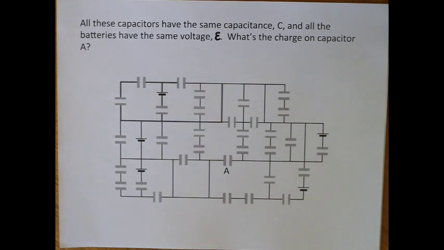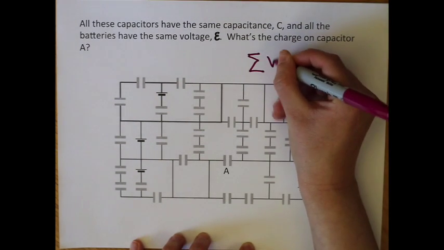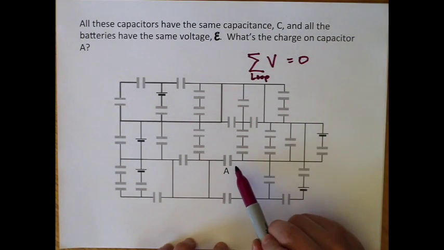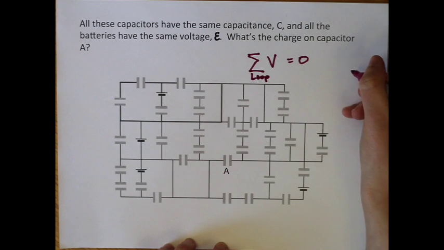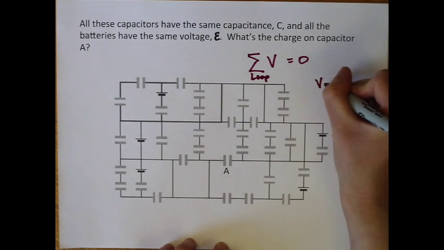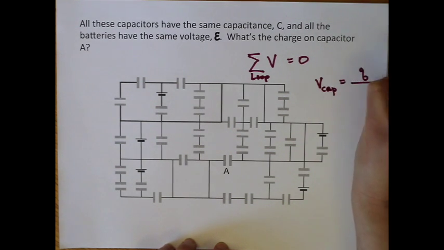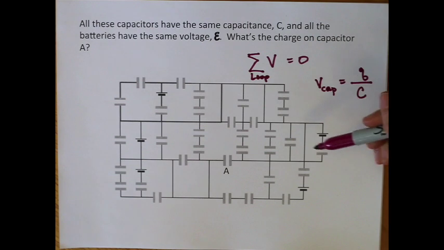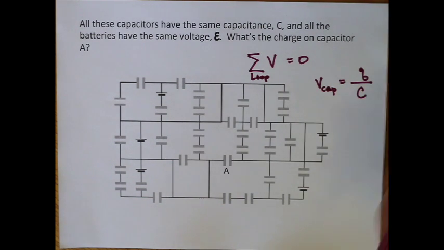solve the problem. So our loop rule tells us that the sum of the voltages around a loop has to be 0. So we want to find the charge on this capacitor, and we know that charge is related to capacitance in this way. We know that the voltage across the capacitor is the charge on the capacitor divided by the capacitance. And we know the voltages of these batteries. So if we could find a loop through this circuit, any loop, where we just have one capacitor and one battery, we can figure out the charge on the capacitor.